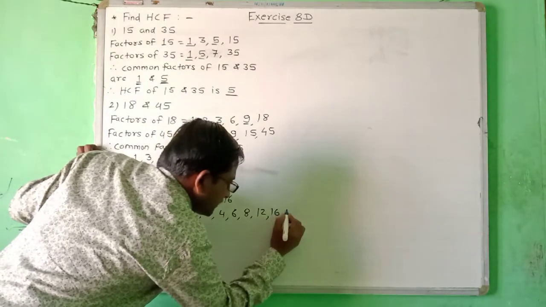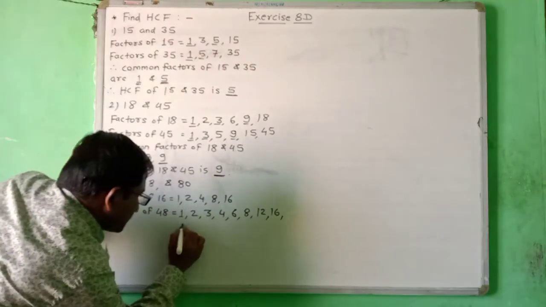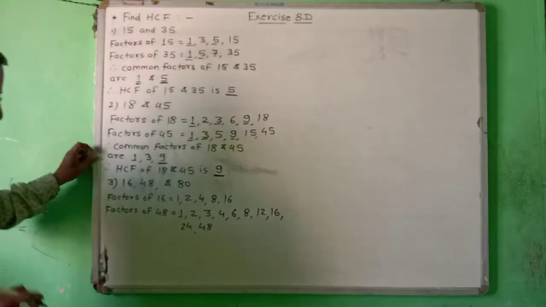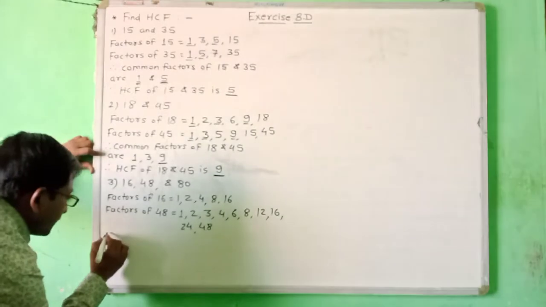16 3s are 48. Here 24 and 48. Then you find factors of 80.